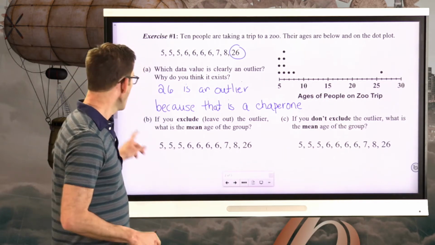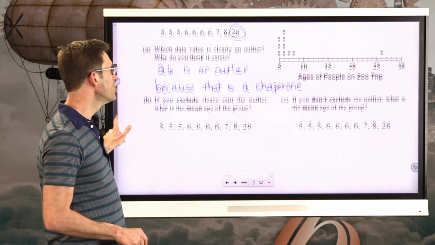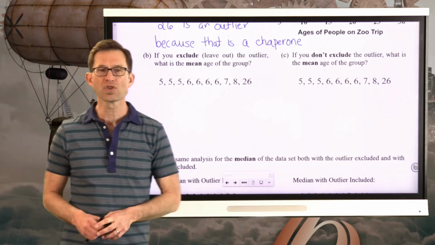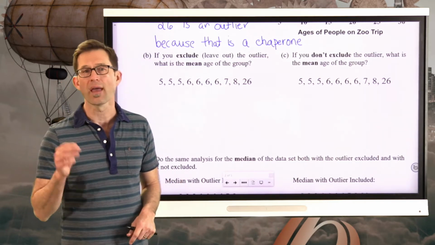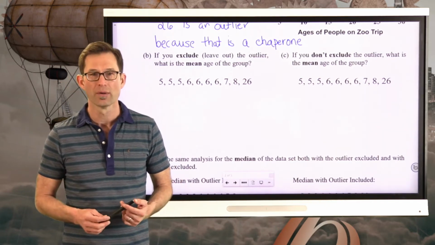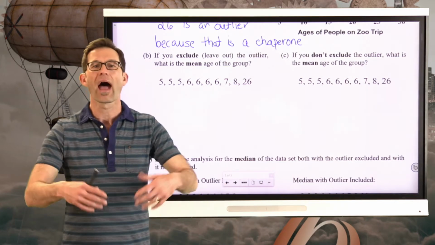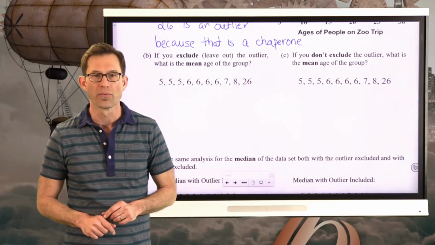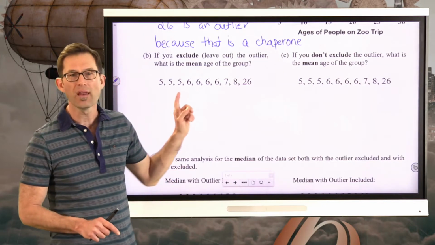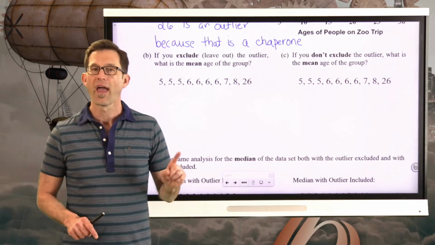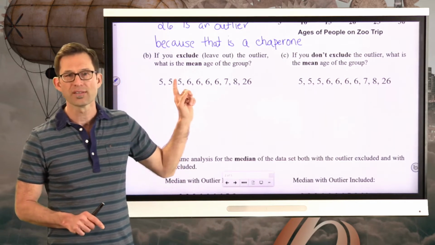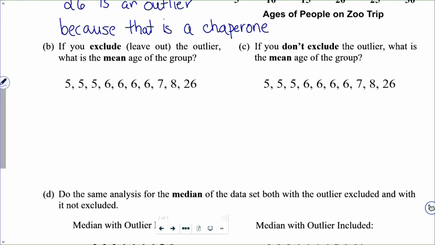Now, what's the point? Outliers can do some weird stuff, especially when you're trying to answer a statistical question. If the question was, how old were the people that went on this trip, then you might want to give the average age of the people on the trip. So let's take a look at the mean age of the people in this group, both with the outlier present and when we exclude it. So let's take a look at letter B. If you leave out the outlier, what is the mean age of this group?